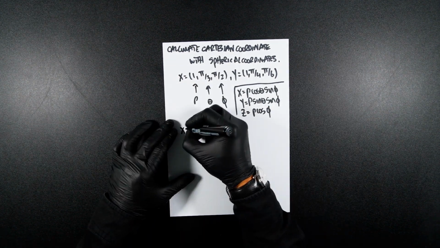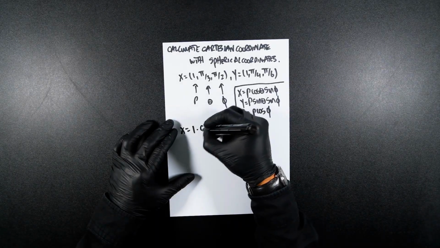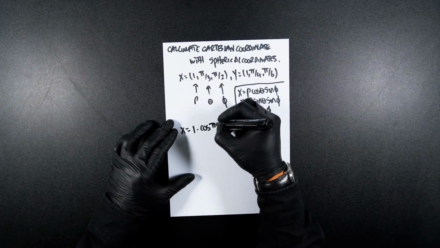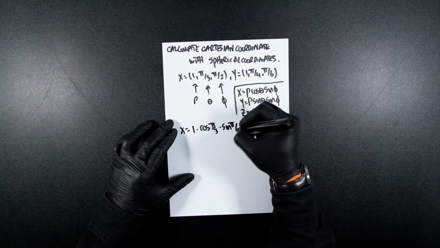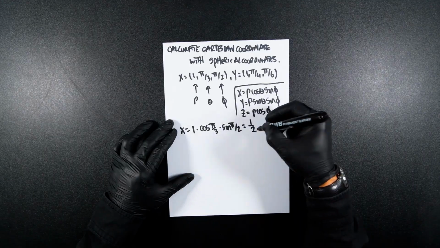So for x, you're going to get 1, because that's rho, 1 rho, dot cos theta, which is pi over 3, dot sine phi, which is pi over 2. That's going to equal, very obviously, a half.